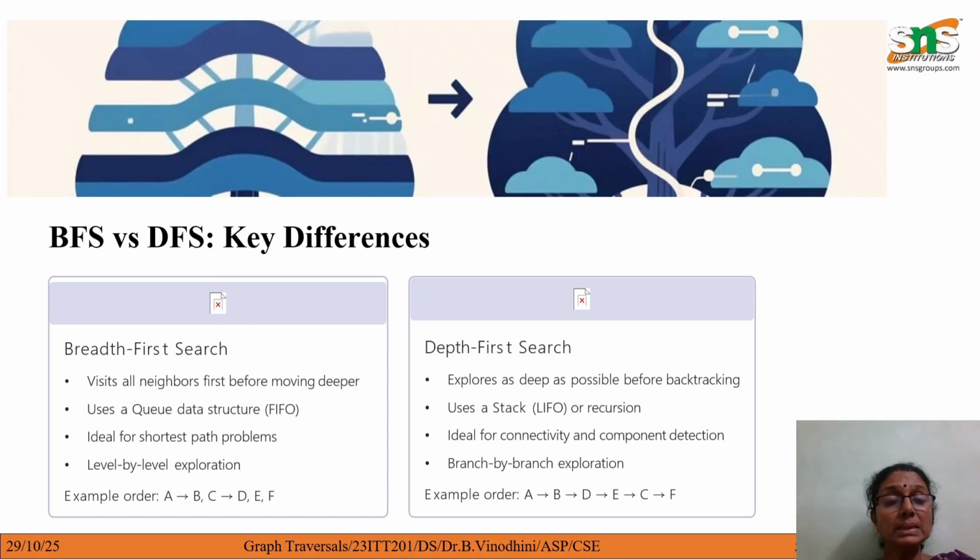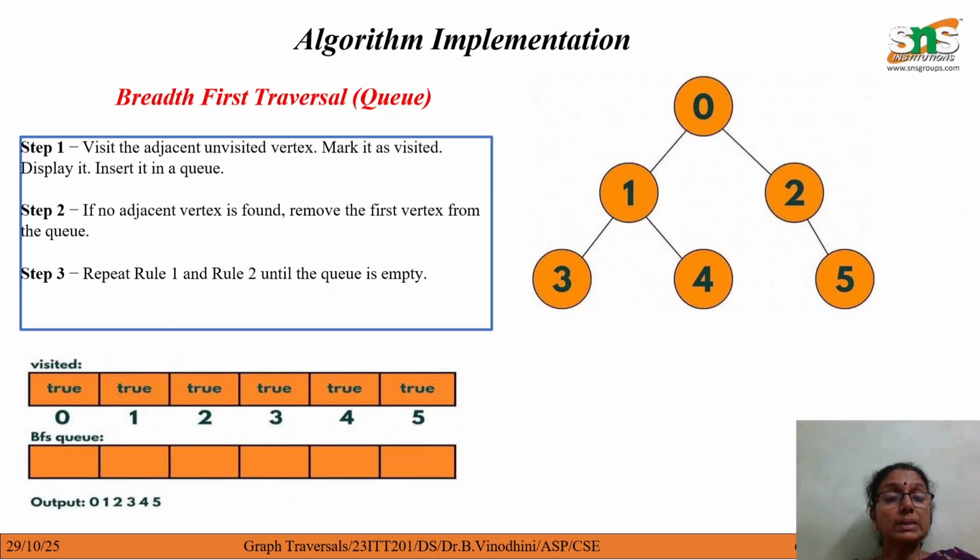The main differences between BFS and DFS: in BFS we use a queue data structure, and in DFS we use a stack data structure. BFS, breadth first traversal, explores level by level, whereas DFS explores branch by branch. These are the two main differences between breadth first and depth first traversal.